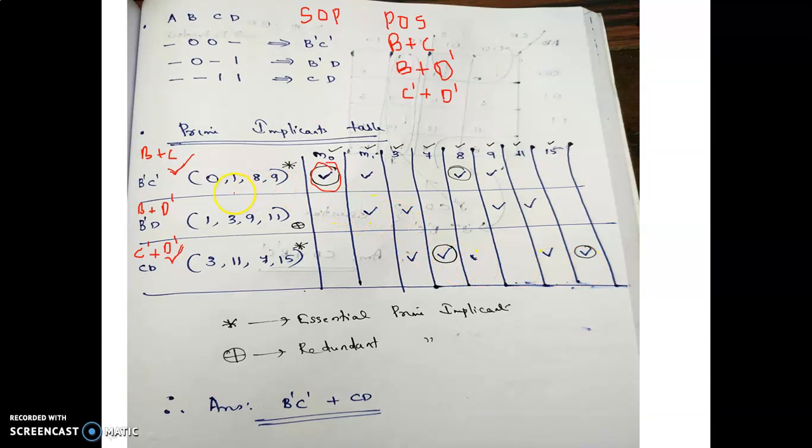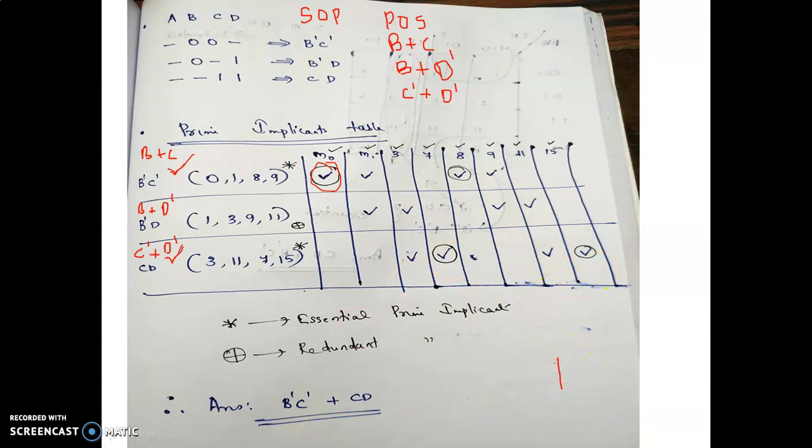And you check whether any term can be avoided or not, if there is any term which is redundant. You find out that 1, 3, 9 and 11 can be mapped in B plus C, which has 0, 1, 8, 9, as well as in 3, 11, 7, 15. See, 1 is present here, 3 is present here, 9 is present in this term, and 11 is present in this term. So you can avoid this B plus D bar. This can be avoided. So B plus C as well as C bar plus D bar is only what we require, isn't it? So you can represent that as the answer in POS.